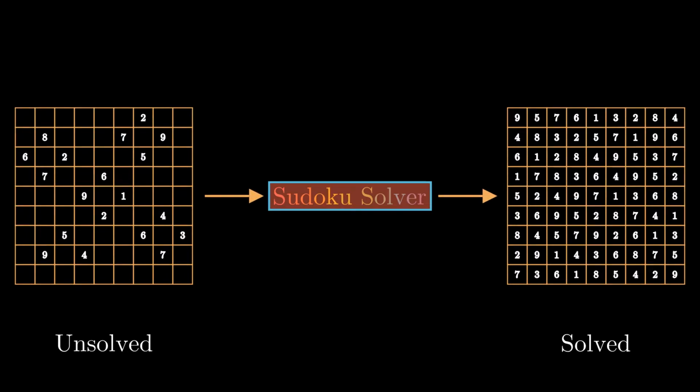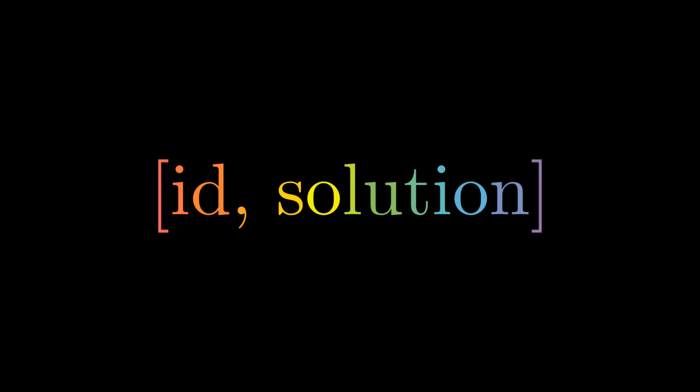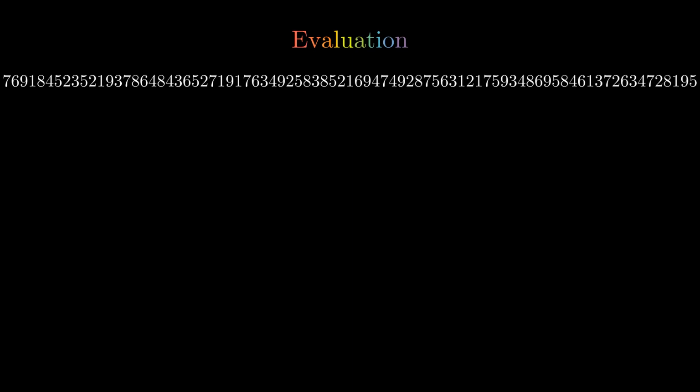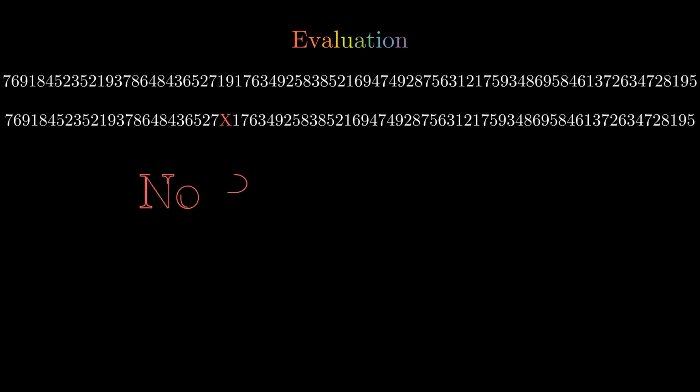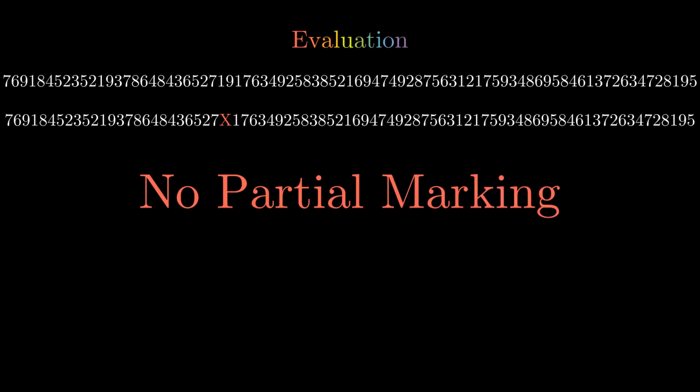Then, we create a submission file with ID and solution as header and submit our predictions for all the test sets to the competition. During evaluation, our accuracy will be used to test the efficiency of the model. A solution for a puzzle will be considered correct only if all the 81 values are matched. That is, there will be no partial marking.